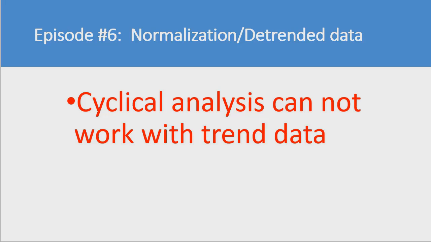Episode number 6. Normalization or detrended data. You see, there is one very important fundamental or mathematical problem. We cannot apply cyclical analysis to data that has a trend. Because the stock market is definitely trended data. We have to handle this situation somehow. Just a sec, I will show you two examples from Timing Solution.